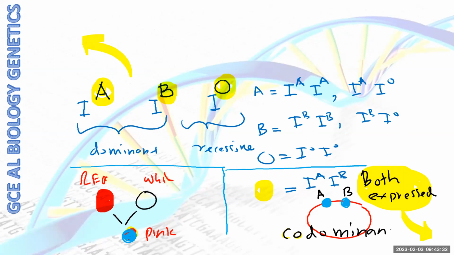So what is the most abundant blood group, sir? Mostly A and B.